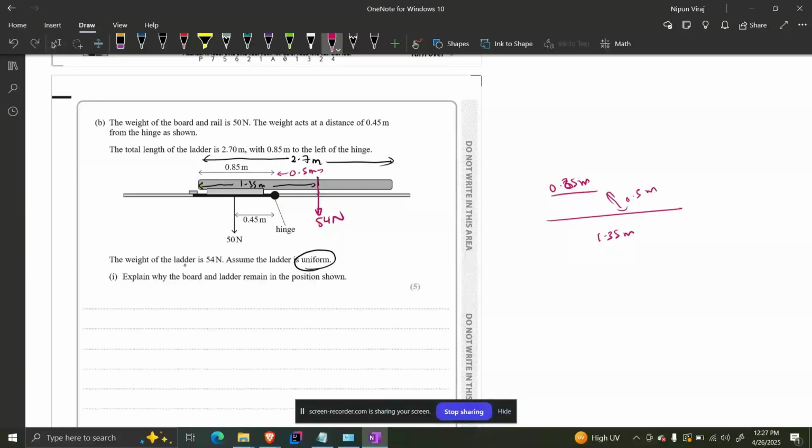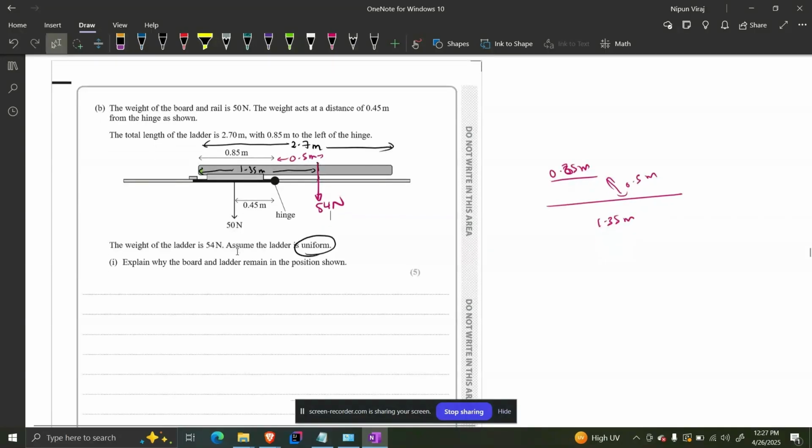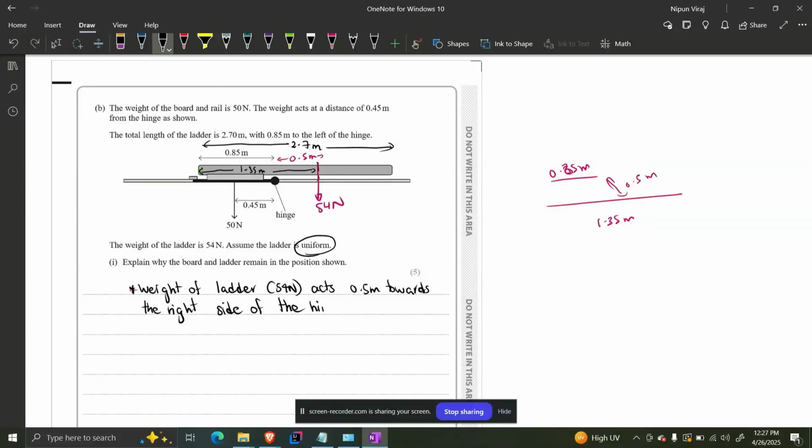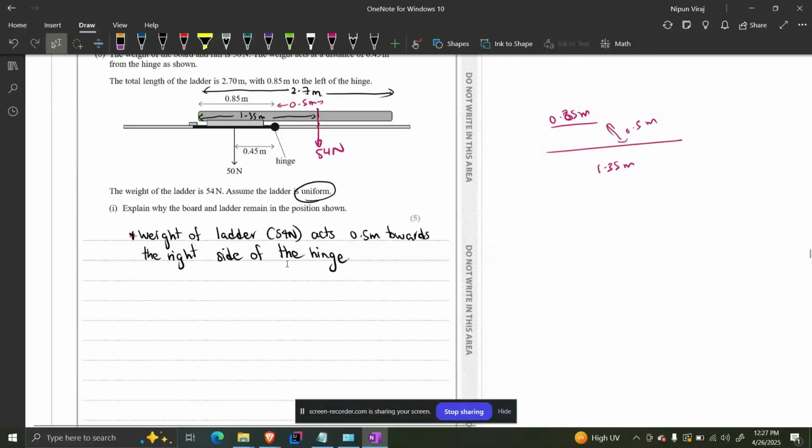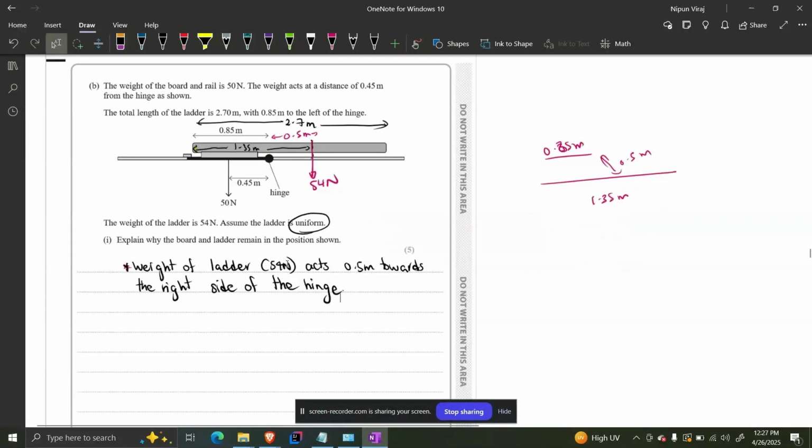Since there are 5 marks, we can write that as well. Weight of ladder towards the hinge. Then they are asking, if this is the situation, explain why the board and the ladder remain in position.